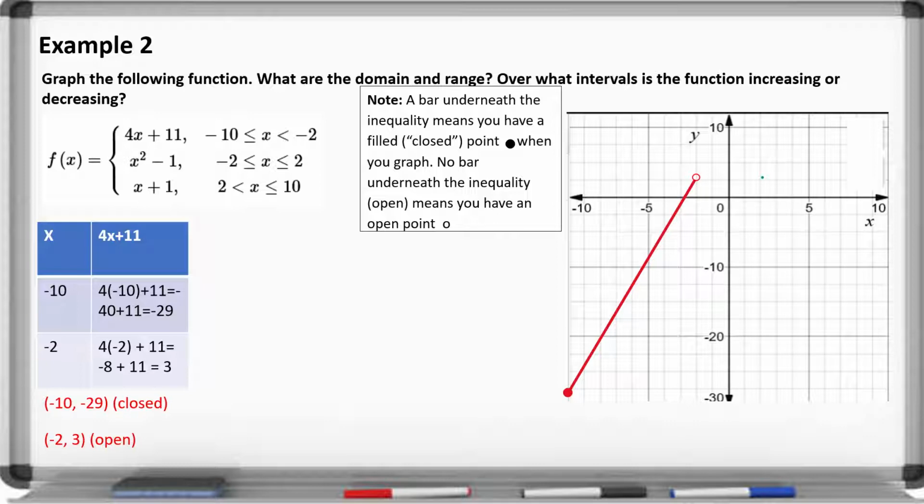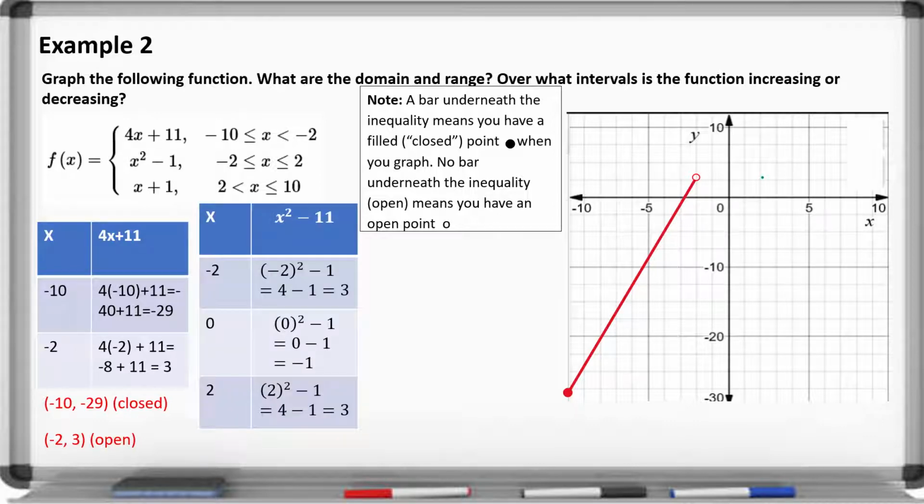Right, so now let's do the second part. So we're interested in the second function here, which is over here on the table. So now we're interested in plugging in negative 2 and 2 into the function, which I have here. I'm also introducing another point between negative 2 and 2, which is 0.